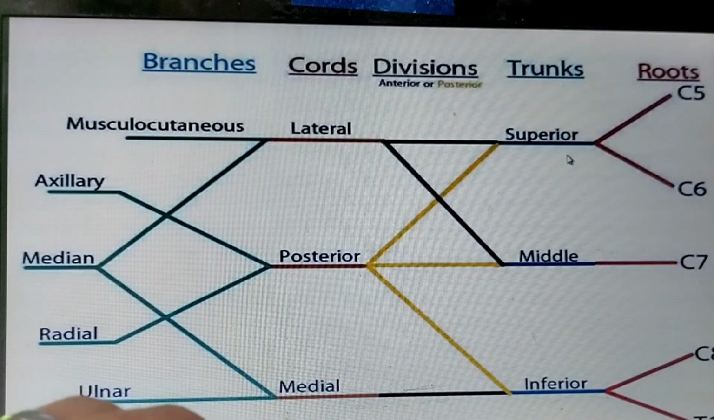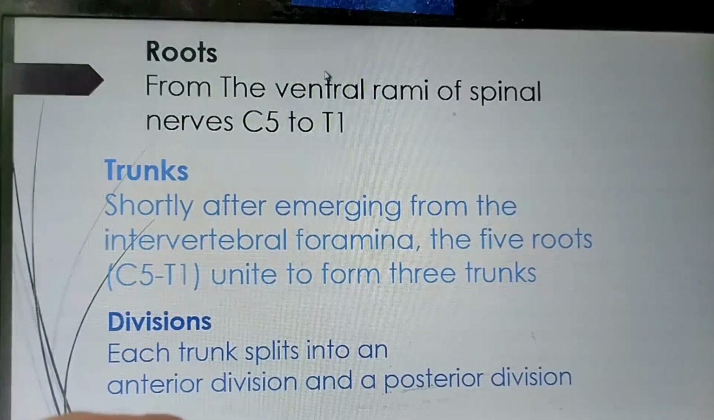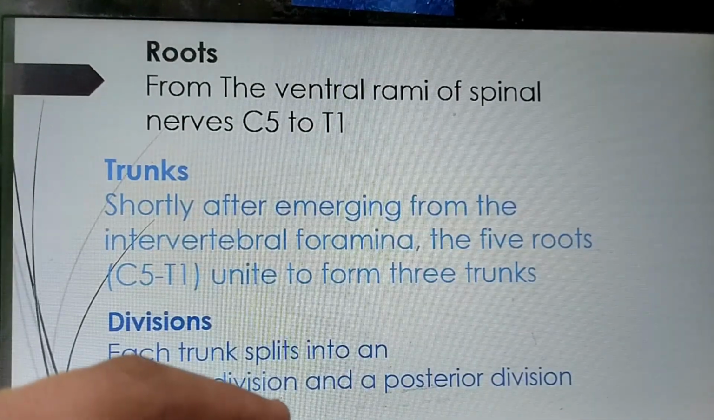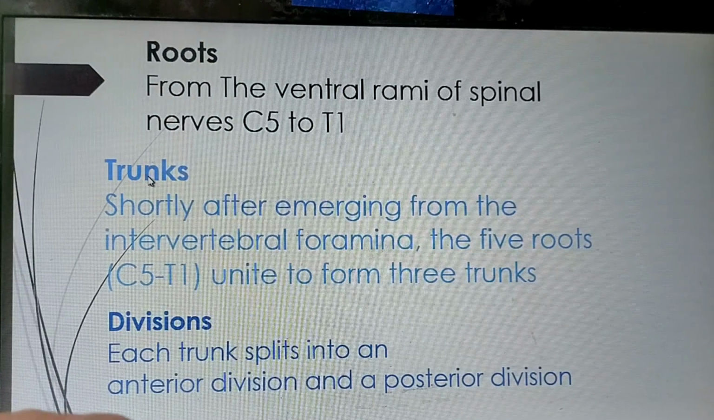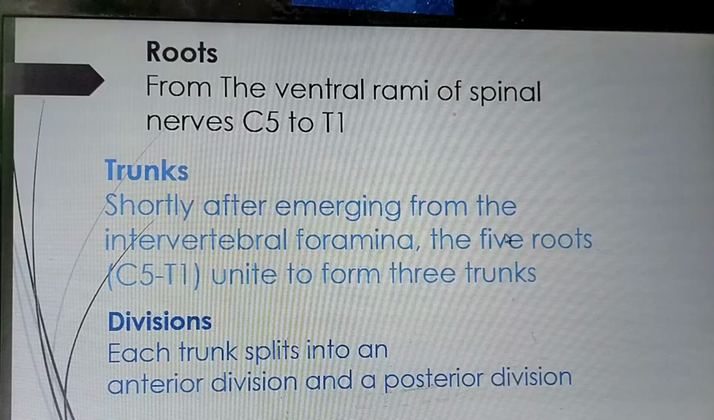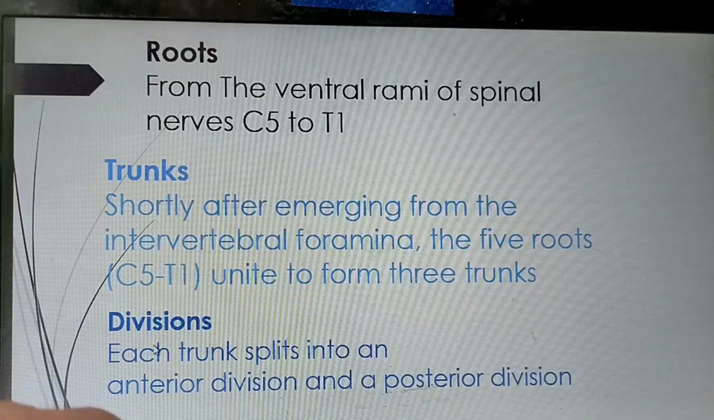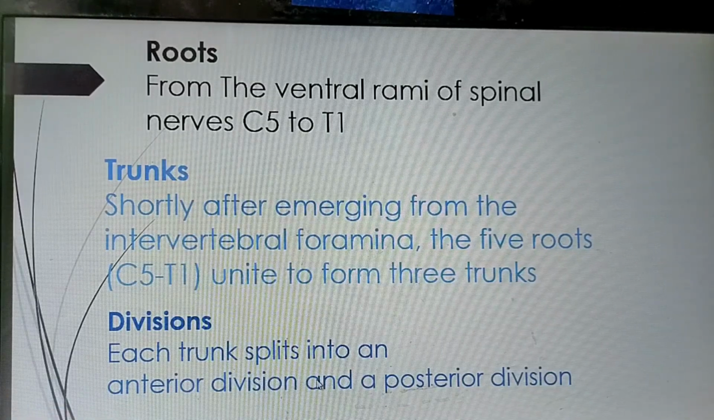5, 3, 6, 3. Roots come from the ventral rami of spinal nerves C5 to T1. Trunks: shortly after emerging from the intervertebral foramina, the 5 roots unite together to form 3 trunks. Each trunk gives up to anterior and posterior division.